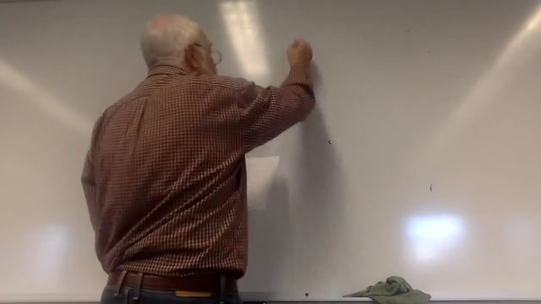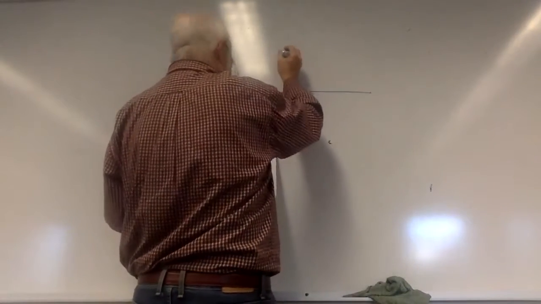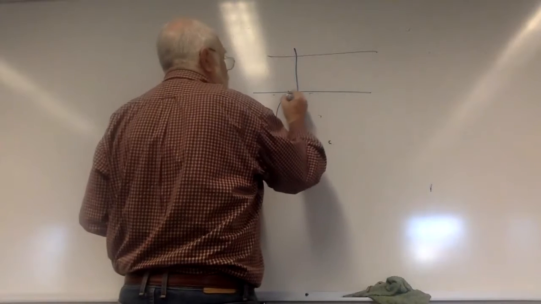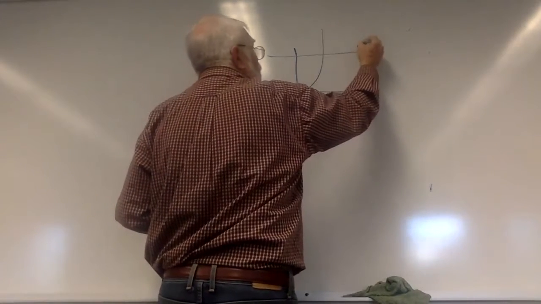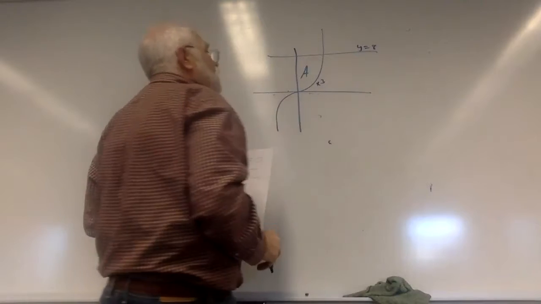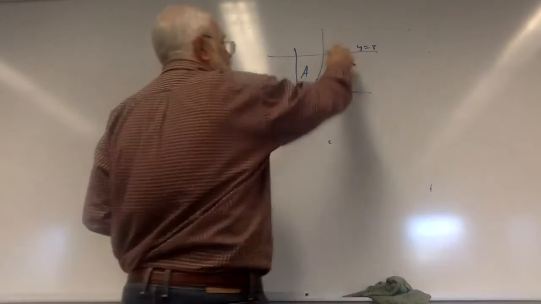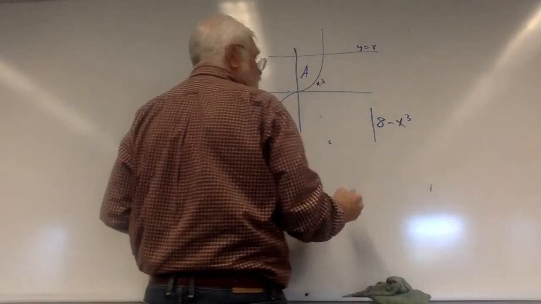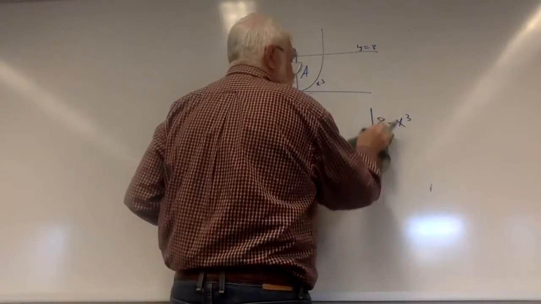First quadrant area for y equals 8 and x cubed. So we got x cubed, y equals 8, we got x cubed, and we want this area here. All right, so how do we find that area? Top minus bottom. 8 minus x cubed from what to what? Okay, excuse me, I haven't done the integration yet.